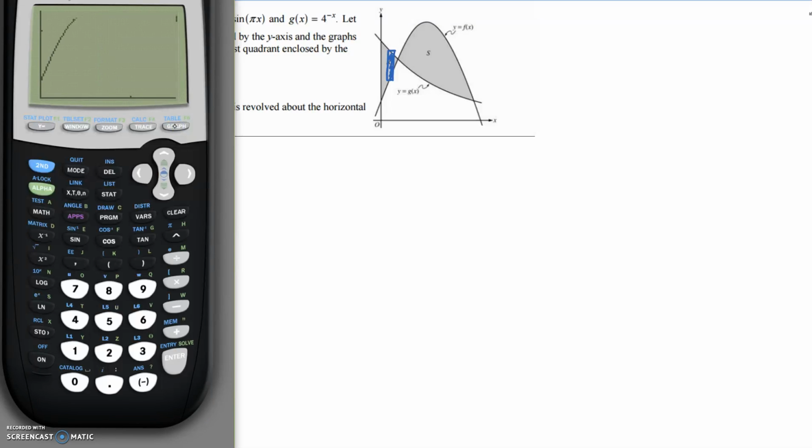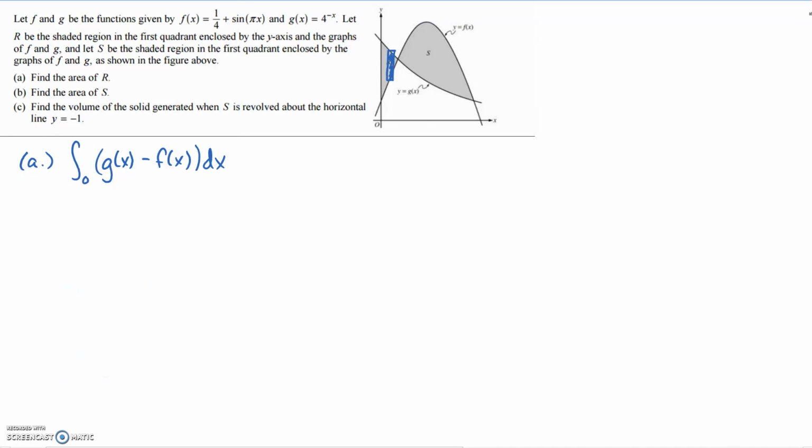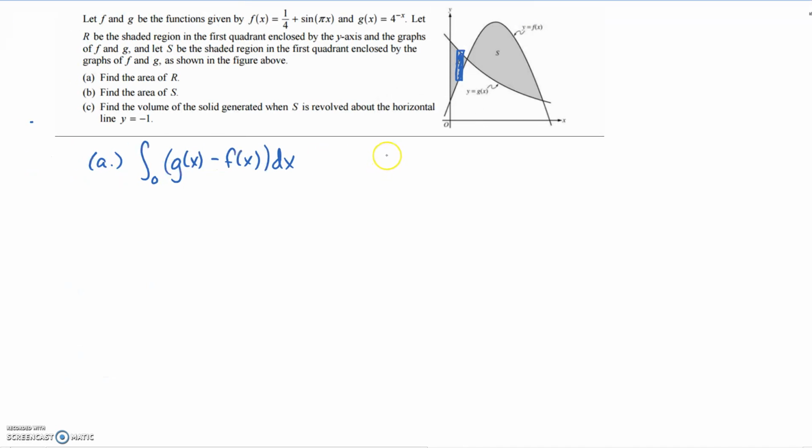So hit graph, here's the graph. Looking for that first point of intersection. We're going to calculate that point of intersection. So second, calculating the intersection, enter, and then my guess, I'm going to guess 0. So I get that point of intersection that's on the left, and I get this 0.178. And now that 0.178 is stored in x. So then I'm going to let my upper limit be that 0.178.